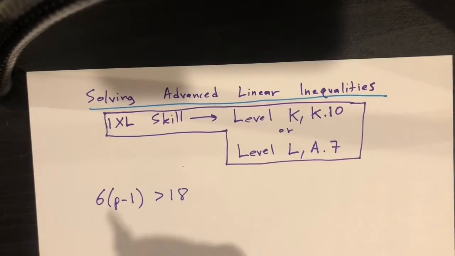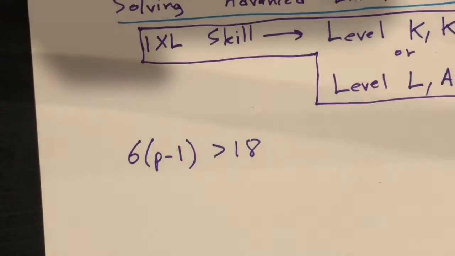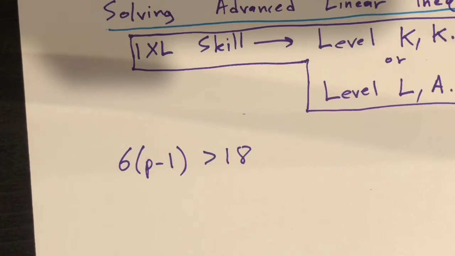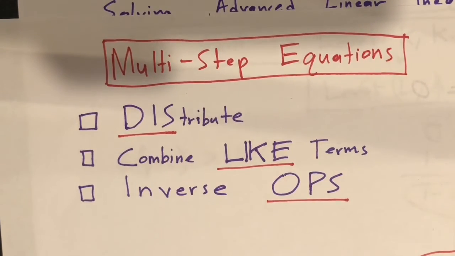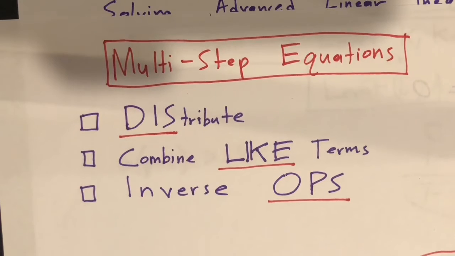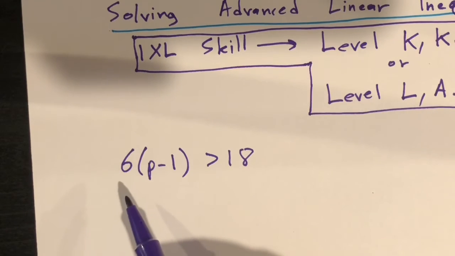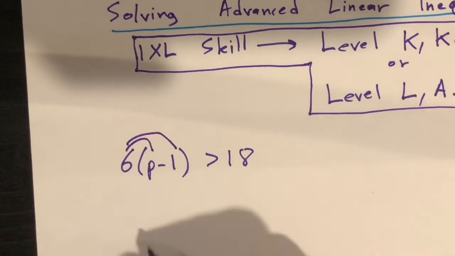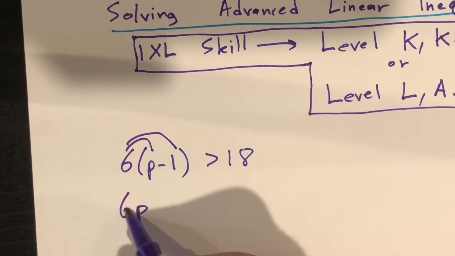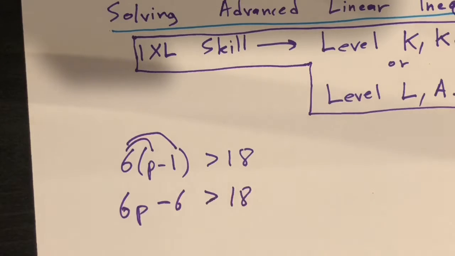So the first problem we'll look at is 6 times (p minus 1) greater than 18. Remember, last week we learned to use this strategy of "dislike ops" to solve multi-step equations. Same thing can be used for linear inequalities. So we have distribution. We're going to start with that first. Distribute that. That's going to give us 6p minus 6 is greater than 18.